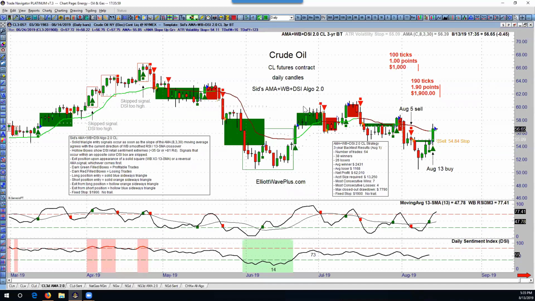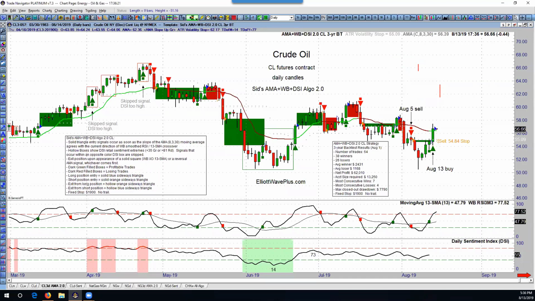Otherwise, on items like ETFs, there's no DSI data available on ETFs. DSI really is only available on futures contracts. So there's a futures contract that represents lots of things, but not everything that's tradable, not everything that's on my list of things that I cover.